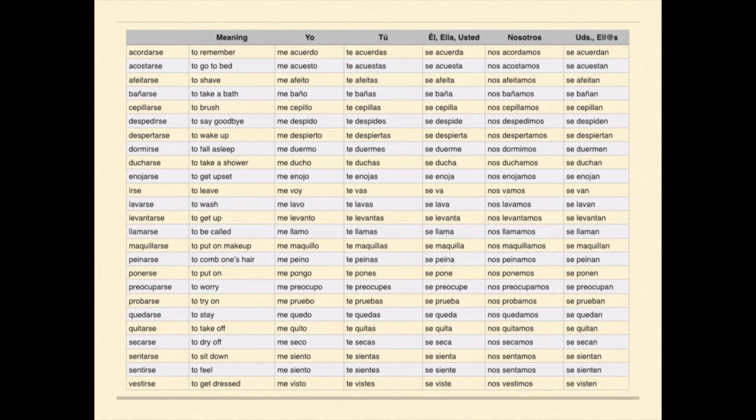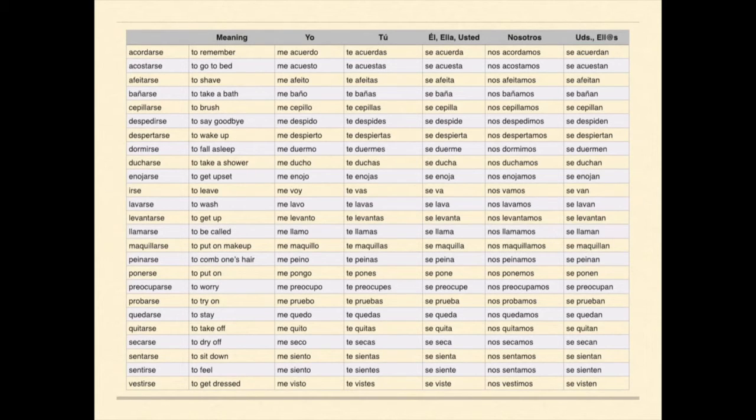The se changes or turns into something else depending on who the subject is, and will either come before acordar or after acordar. And we'll talk about when it can come before or after, more specifically in a second. In the meantime, let's take a look at the conjugations for acordarse. If it's yo, we would say me acuerdo. Yo is optional. Yo can be used for emphasis or for clarification as to who the verb is referring to.